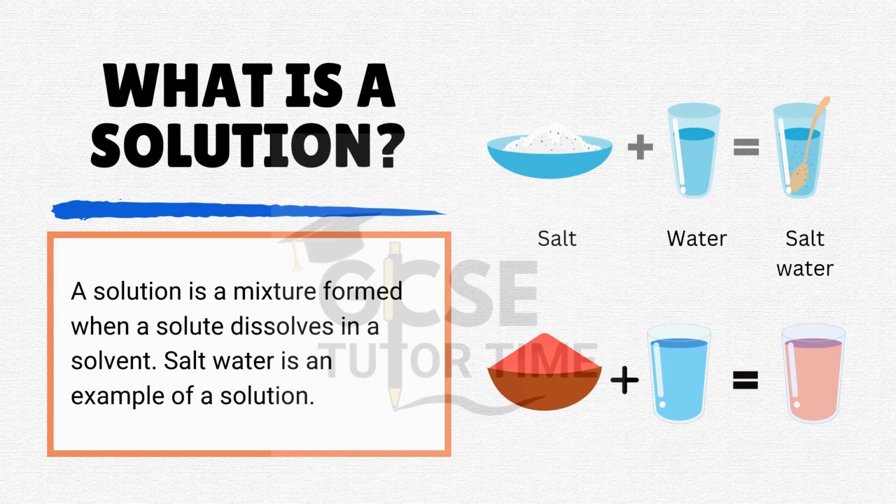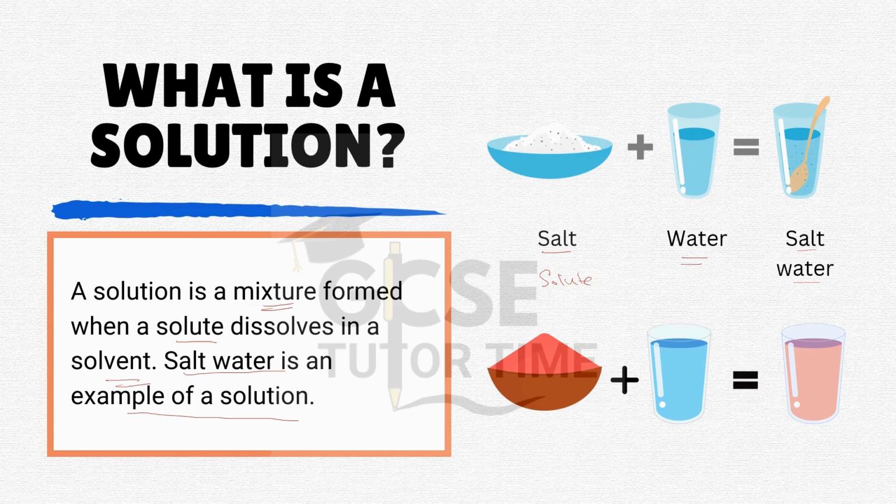What is a solution? A solution is a mixture formed when a solute dissolves in a solvent. For example, salt water is an example of a solution. You can see salt when added to water gives salt water. This salt is nothing but the solute.